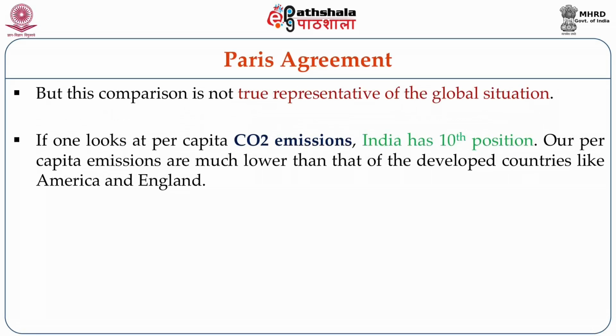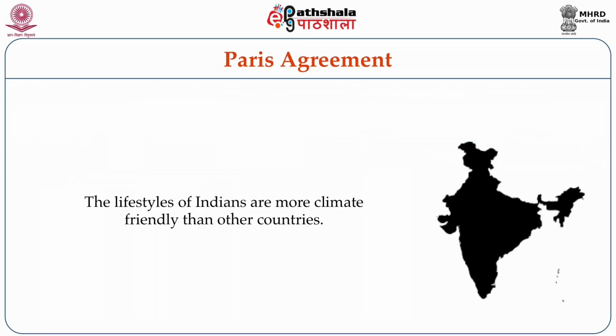But this comparison is not truly representative of the global situation. We need to look at per head or per capita carbon dioxide emissions. If we look at it this way, India has the 10th position. Our per head carbon dioxide emission is far lower than developed countries like America, England, and Australia. The lifestyles of most Indians are more climate friendly than these countries.